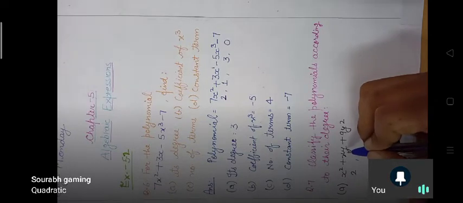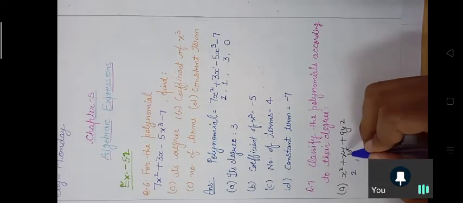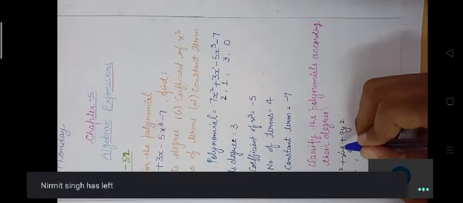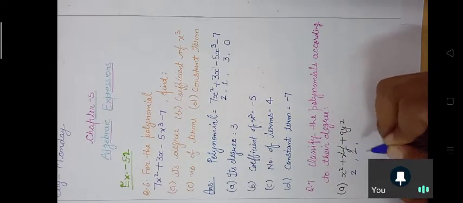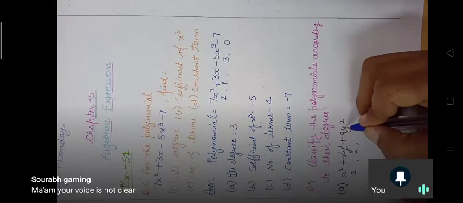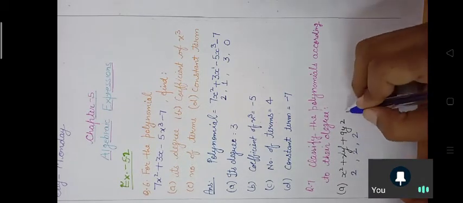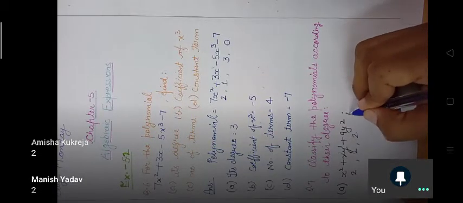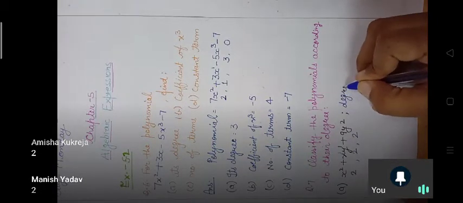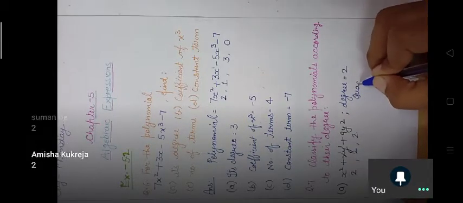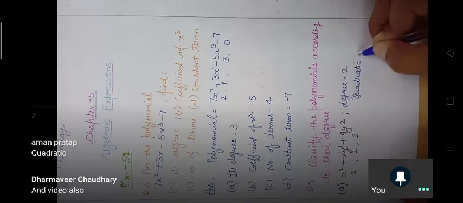If more than one variable is present in any term, then to find the degree of that particular term, we have to just add their powers. So 1 and 1. 1 plus 1 is 2. In the third term, the power of the variable is 2. Hence, the degree of the third term is also 2. So, here you can see degree for that particular polynomial is 2. So, it will be quadratic polynomial.